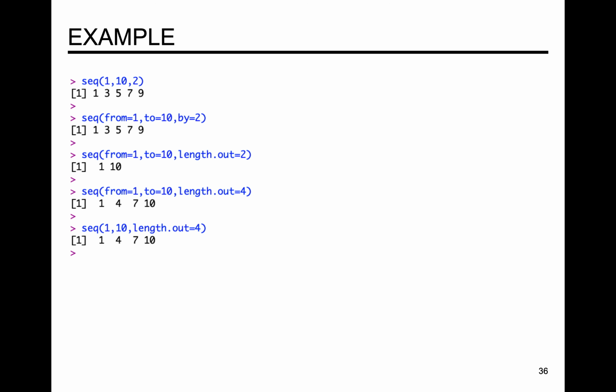In this case, the output is a vector of length 4 with first element 1 and last element 10, and each of the elements are equally spaced. In the last example, I just didn't specify the from equals or the to equals, but as you can see, we get the same output as the previous example.